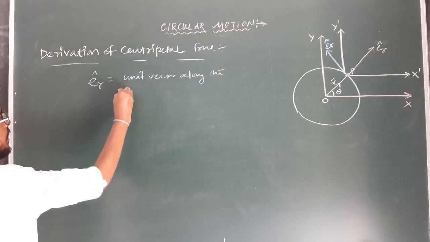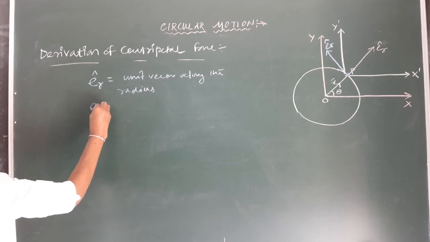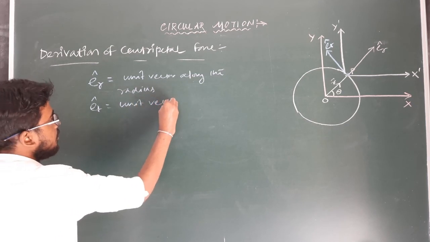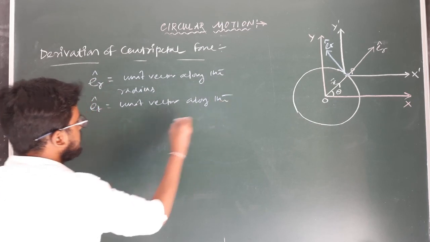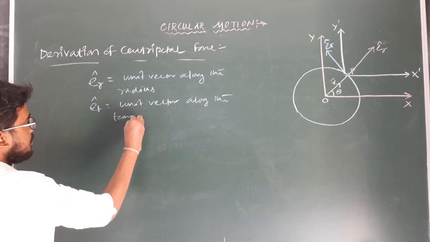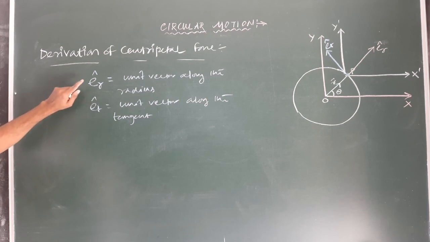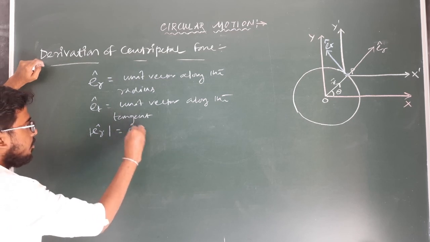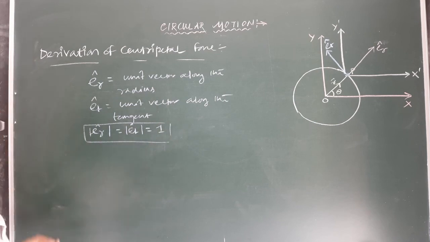along the radius, and ET cap is unit vector along the tangent, clear. As ER cap and ET cap are unit vectors, I can easily write here |ER cap| equal to |ET cap|, which is equal to 1, because these are unit vectors, so their magnitude is 1, clear.